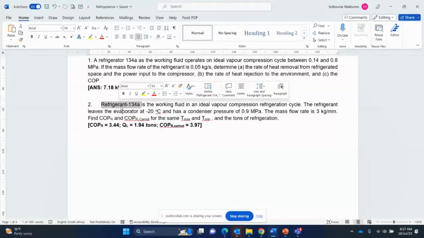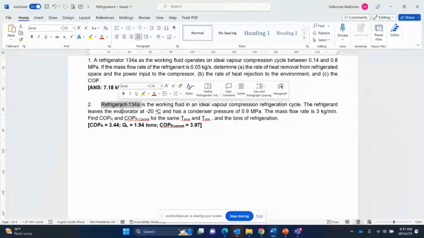In question 1, for both evaporating and condensing, we're given pressures. If you look at question 1 above, you'll see that the evaporating pressure was 0.14 megapascal and the condensing pressure was 0.8. In this case, for question 2, evaporating temperature is given, not the pressure. So I'll show you how to deal with the problem if you have temperature instead of a pressure. In fact, it's the same. If you have a pressure, you use the pressure table. Now it's a temperature, you use a temperature table. So there's no big deal about this question.